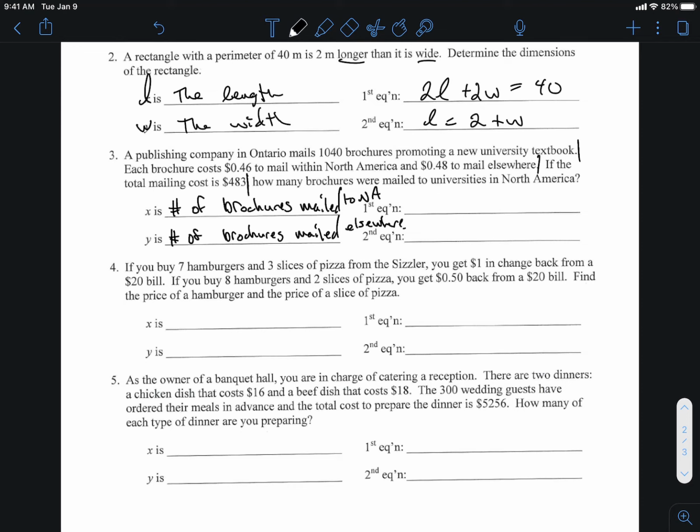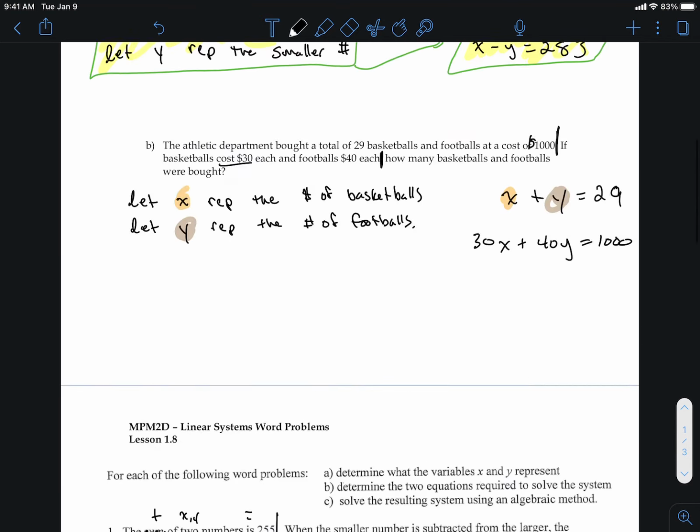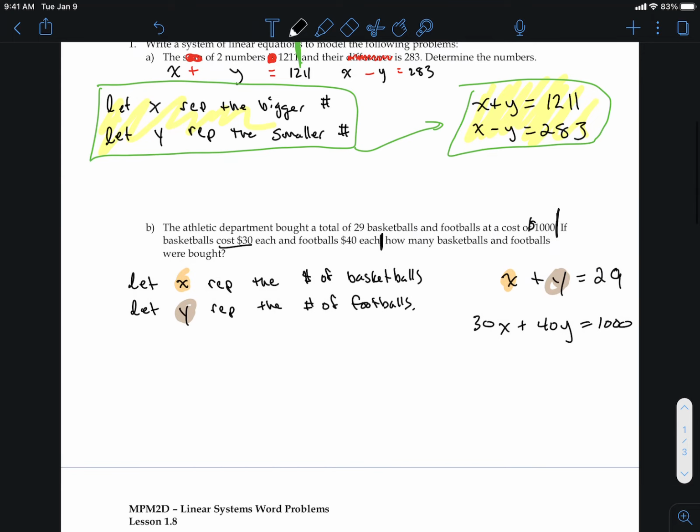Okay. So a publishing company in Ontario mails 1,040 brochures promoting a new university textbook. Okay, so it told you how many there were in total. Okay, this is like our number. Like what question we do up here? It's like this question, B. Told you a total number of something, right?